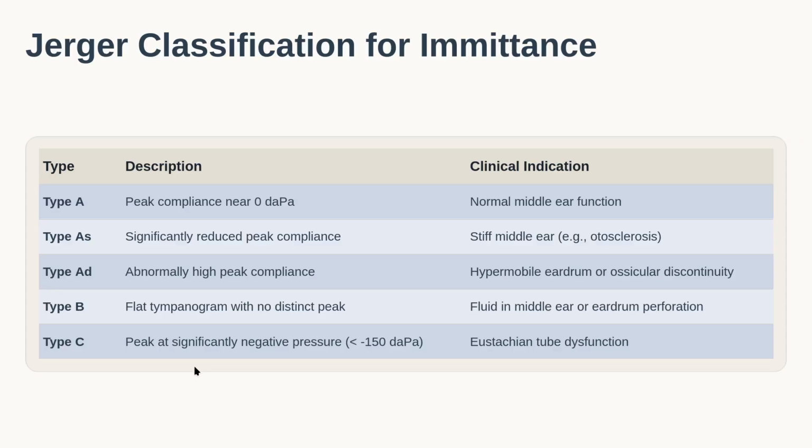When documenting admittance, we record the raw numbers: ear canal volume, tympanometric peak pressure, static compliance, tympanogram width. However, to facilitate communication with other providers like ENTs or pediatricians, it's highly recommended to use the Jerger classification system. Calling a tympanogram type B or C instantly communicates a clinical picture, like fluid or eustachian tube dysfunction, to a physician who might not know how to interpret specific decapascals or milliliter values.